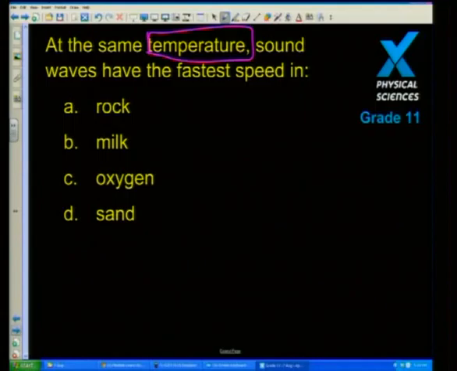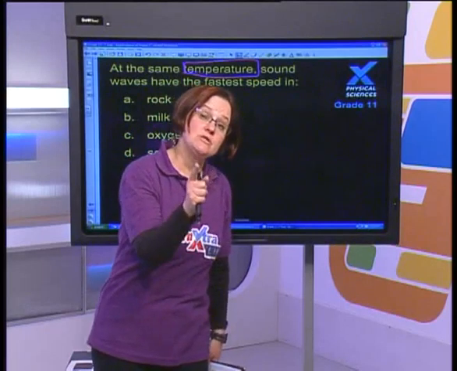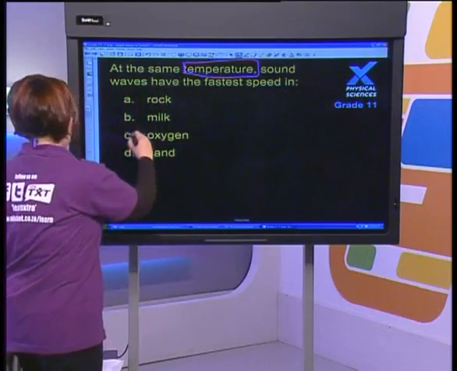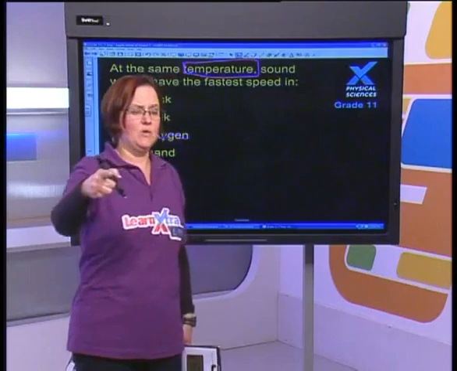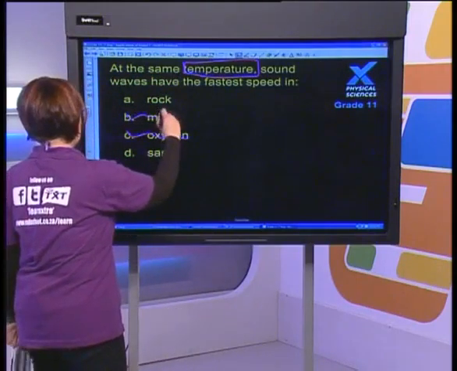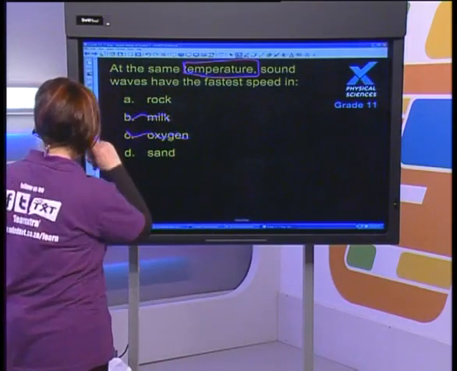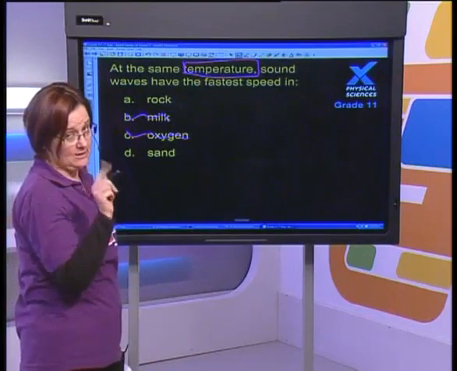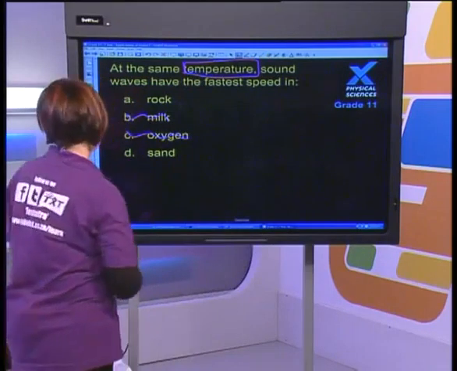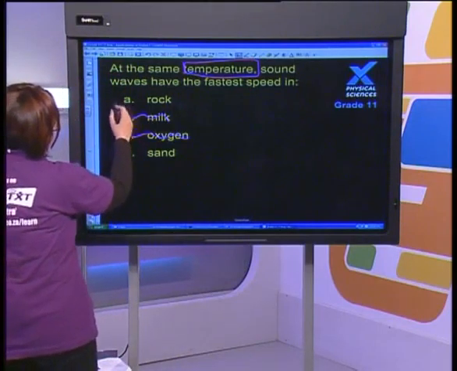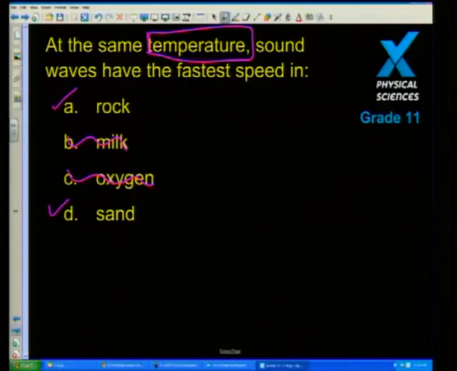So we go, all right, first of all, sound travels slowest in a gas, so it can't be oxygen. The next slowest is a liquid. Milk is a liquid. Frozen milk, that's not what we're looking at. So we now need to make a decision. Now we've got a 50-50 chance of getting this right. Either it's going to go fastest in a rock or in sand.